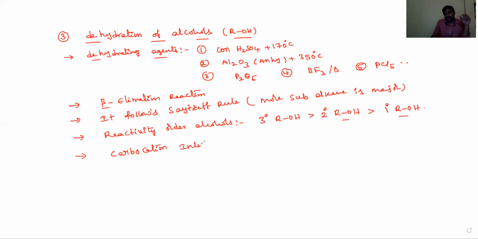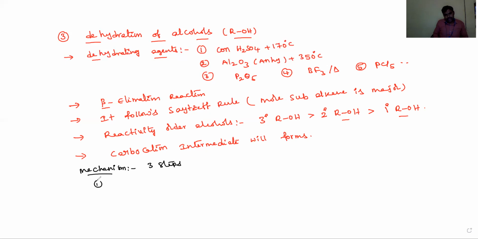Carbocation intermediate will form. The reaction mechanism takes place in 3 steps. The first one is protonation, the second one is removal of water and formation of the carbocation intermediate, and the third one is deprotonation. Then the final product is an alkene. Okay, let's see the mechanism, dear students. It takes place in 3 steps.